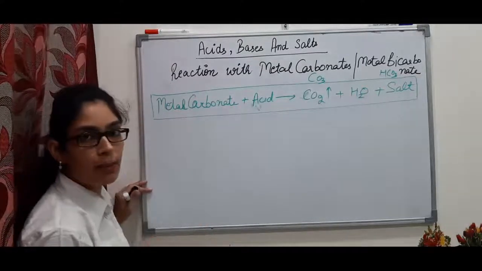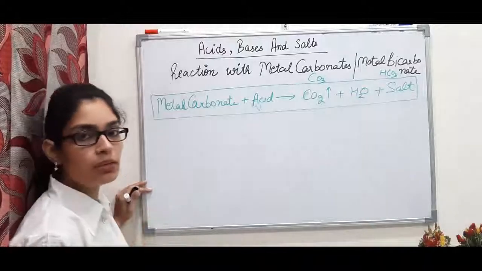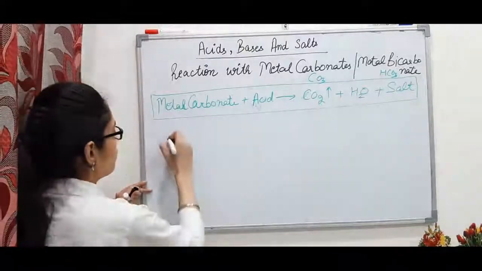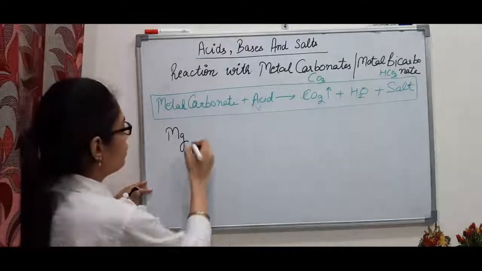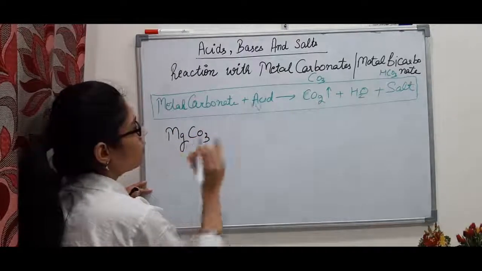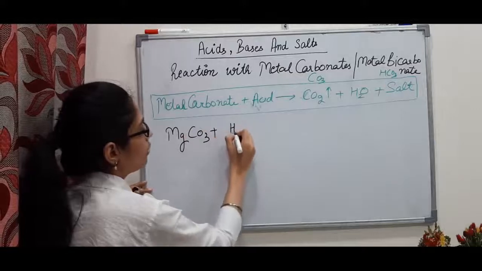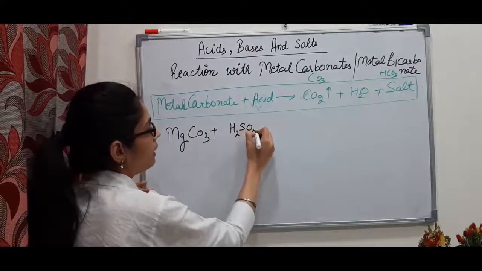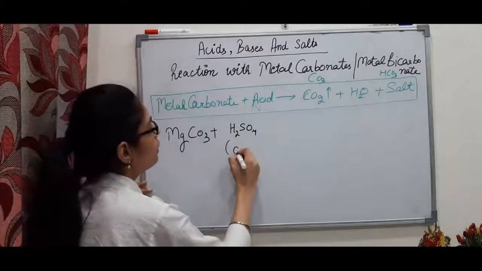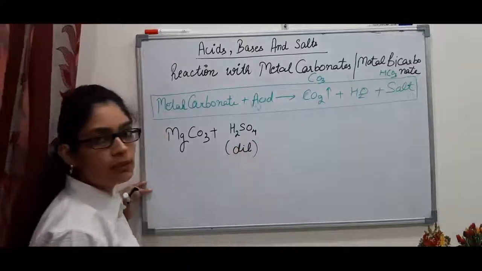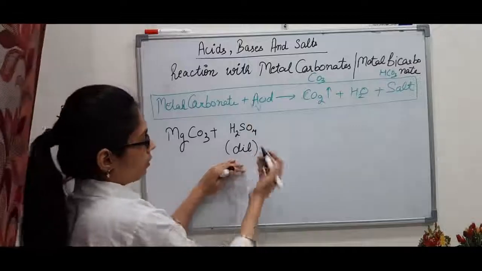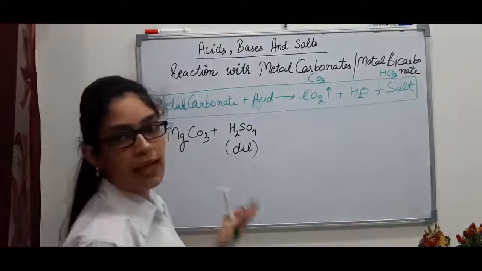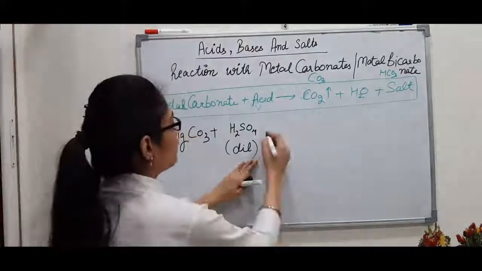We can take any metal except from the metals which I have discussed at the starting. So I will take magnesium, since I have to take carbonate. So it will be MgCO3 plus acid. We can take any mineral acid. Mineral acids are strong acids, and the condition is that these acids should be in dilute form.